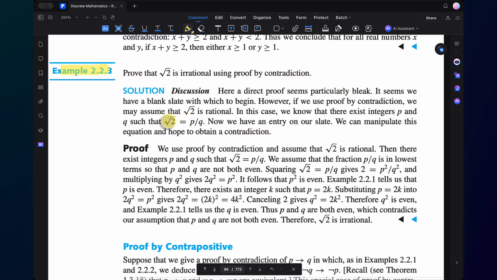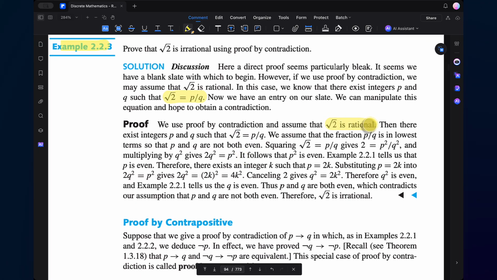So here it is. If the square root of 2 is rational, then there exist integers p and q such that the square root of 2 would have to be p divided by q. Now, we assume that p over q is in lowest terms. What does this mean? So that p and q are both not even.